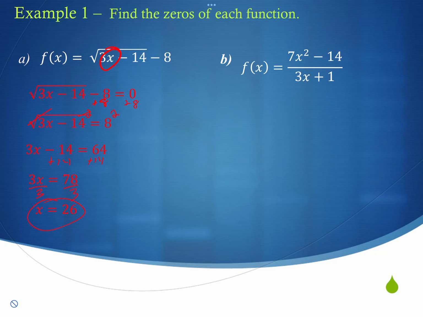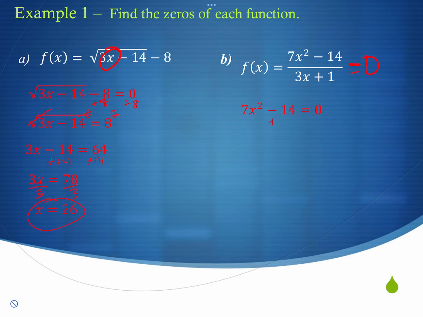All right, our next one: 7x squared minus 14 over 3x plus 1. When you're finding zeros of a fraction, we don't care about the bottom, because if I set this equal to 0, I'd multiply by what's on the bottom and it just goes away. So every single time you have a fraction, you only have to set the top equal to 0, don't worry about the bottom, and solve for x.